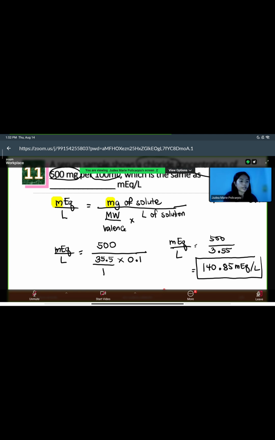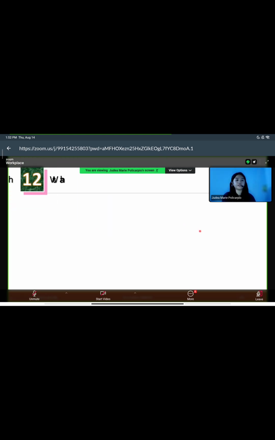Okay, now what about item number 12? Let's try to look at item number 12. So punta natin si item number 12. We have this one. Item number 12. Dito we are asked, what is the equivalent molarity of a 0.5 normal na sulfuric acid? So we are asked to directly convert. Pinapa-convert sa atin si normality into molarity without any other given.